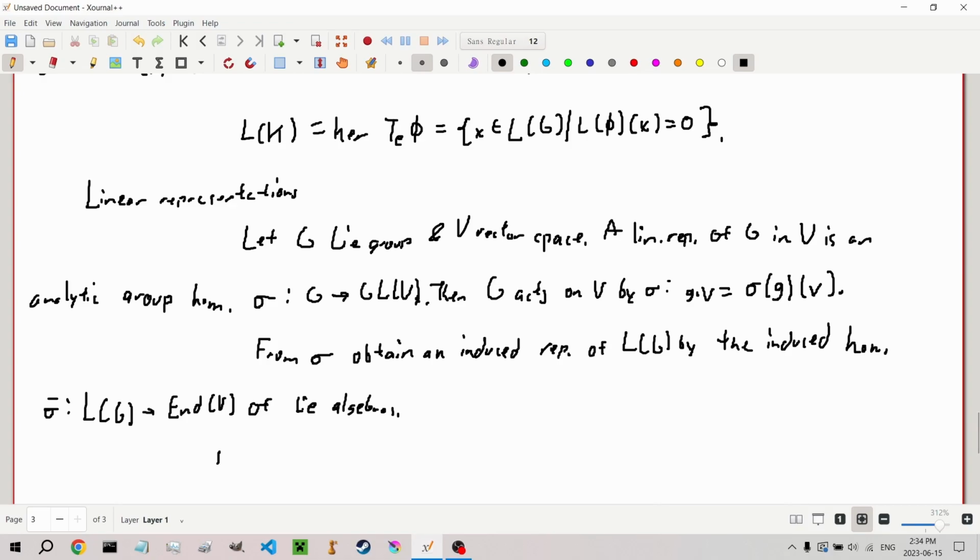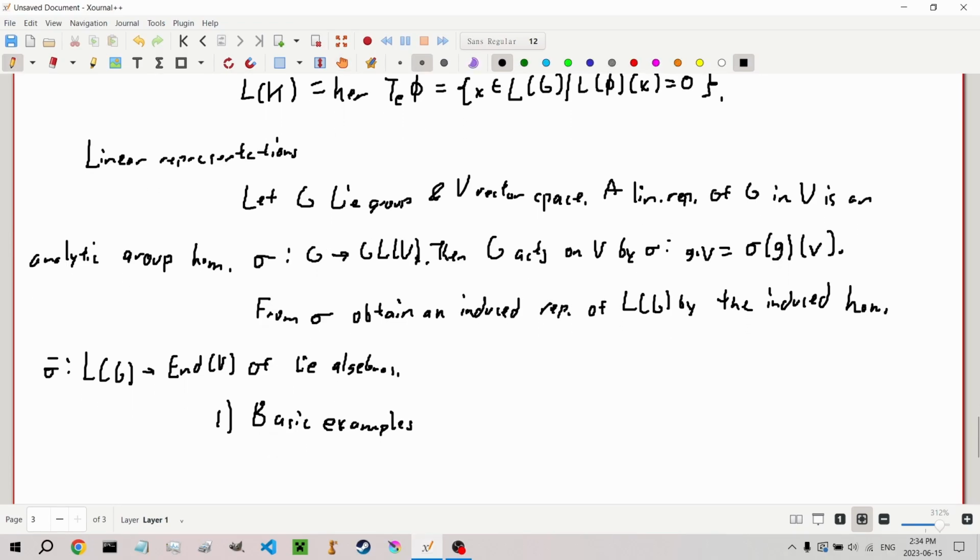And our first section here is going to be basic examples. First off, we have the identity, obviously, of GLV acting on itself.